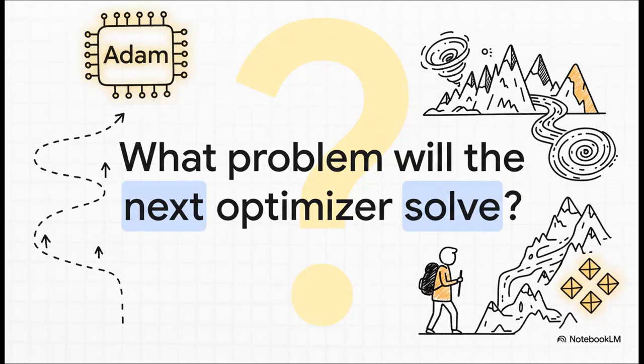Which brings us to one last thought. Adam is the king of the hill right now. It's the standard for today's AI. But this field is always evolving. Nothing stays on top forever. So it makes you wonder, right? What's the next big problem that a new optimizer will have to solve? What kind of crazy new terrain is our hiker going to have to figure out how to navigate next?